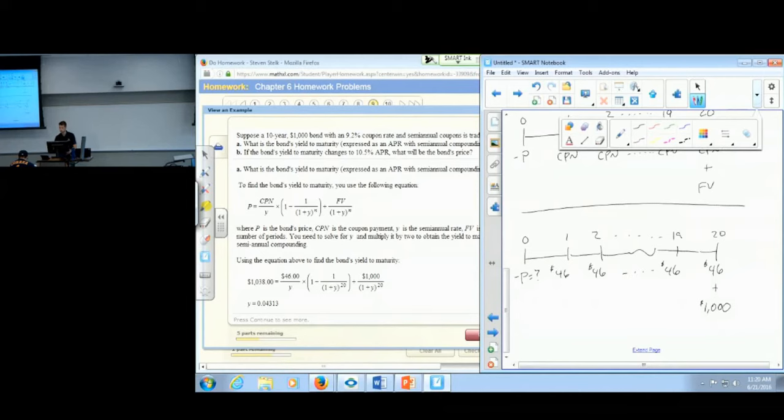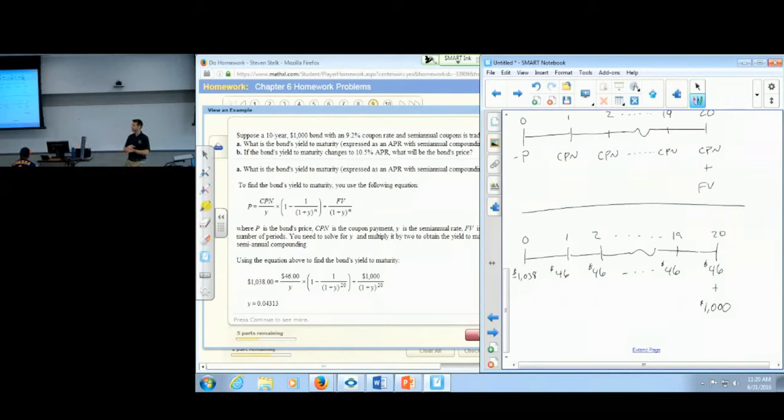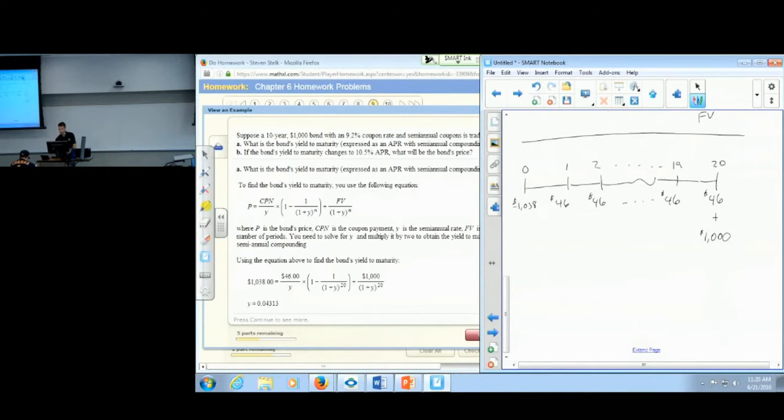Oh, whoops, sorry, for this one we're not looking for price. We're given price, aren't we? Jumping ahead of myself to part B. We know the price is $1,038, so we'd have a cash outflow of $1,038 today. We'd receive those 20 coupon payments and then also get the face value of $1,000 back 10 years from now. And part A asked us, what is the yield to maturity?